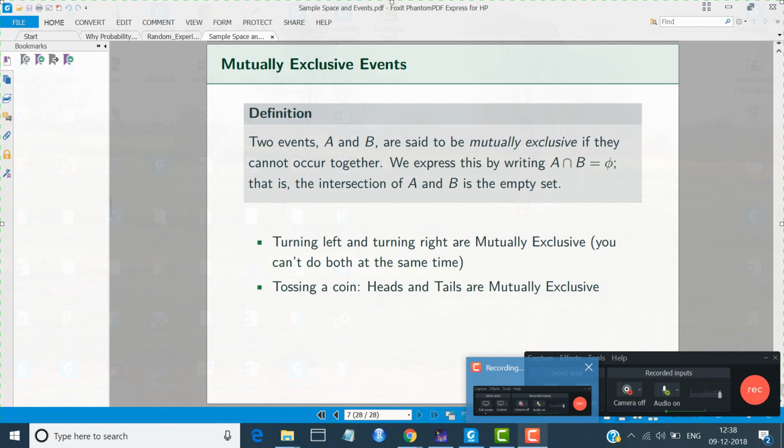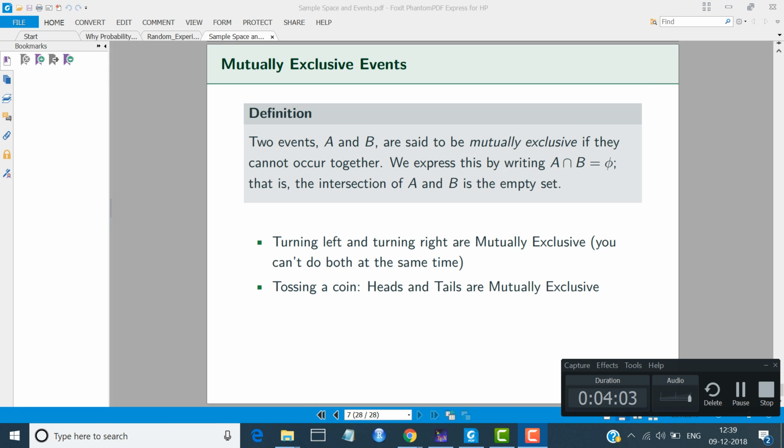So these are the topics we have discussed today: sample space, events, and mutually exclusive events.